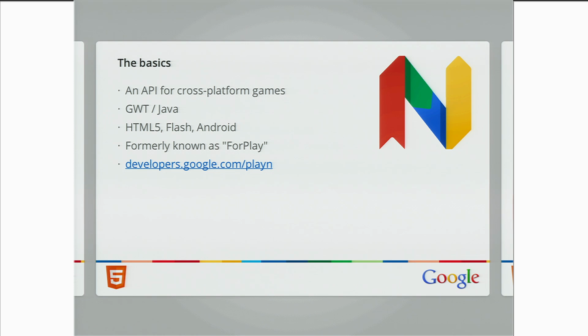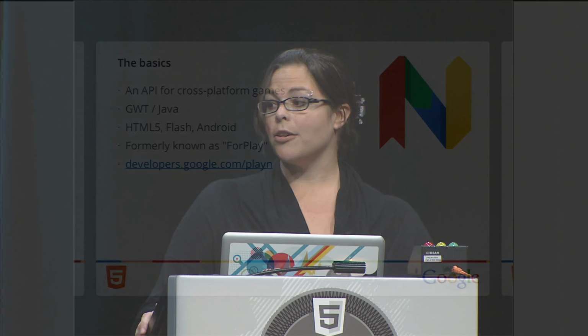If you've been following Google game technologies, you might have heard of this before under the name of ForPlay. This project was announced at Google I/O this year, in May of 2011, under the name of ForPlay. It's essentially the same project, but as it's gained momentum, as it's become more important to us and really a part of our strategy, we've renamed it to PlayN and formalized it. There's all kinds of good developer documentation if you want to learn more about the project, the background, and the APIs at developers.google.com/PlayN. That's your main point of reference.